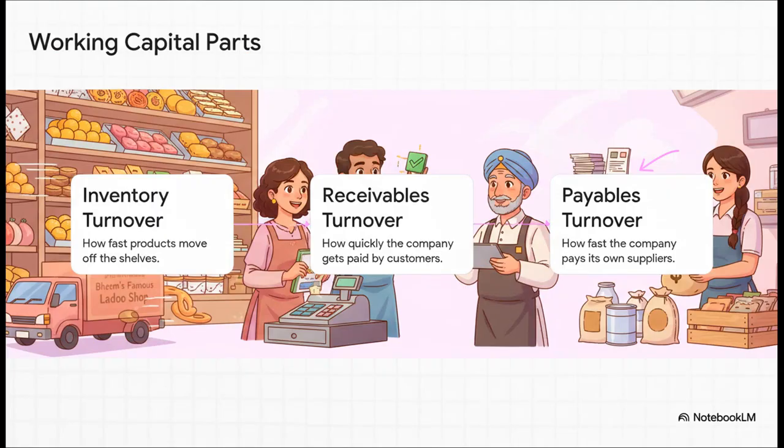So think of it like this. We're just looking at three things. How fast do the ladoos sell? How quickly do we get paid for them? And how fast do we pay for our ingredients? It's the whole operating cycle in just three ratios.